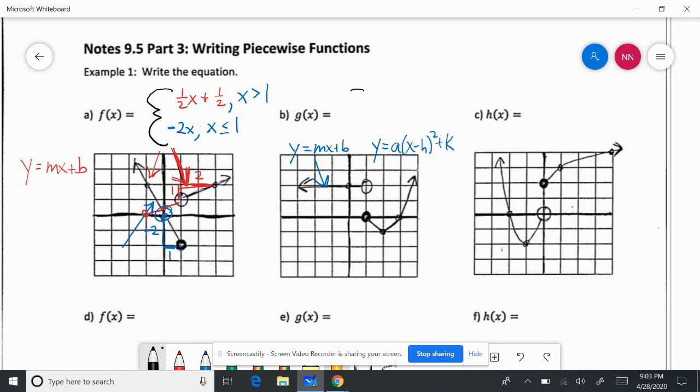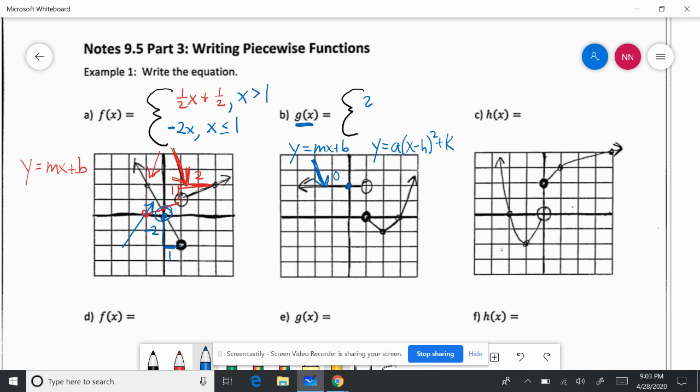Now we're going to write those equations. I'm going to start with my linear equation. When I'm looking at this right here, I see that it has no slope, so the slope is 0. And my y-intercept is at 2. So that means that I have 2. Remember, g of x means y. y equals 2.